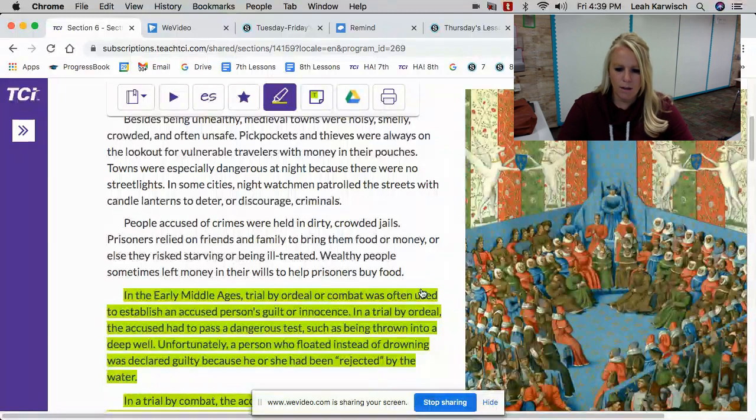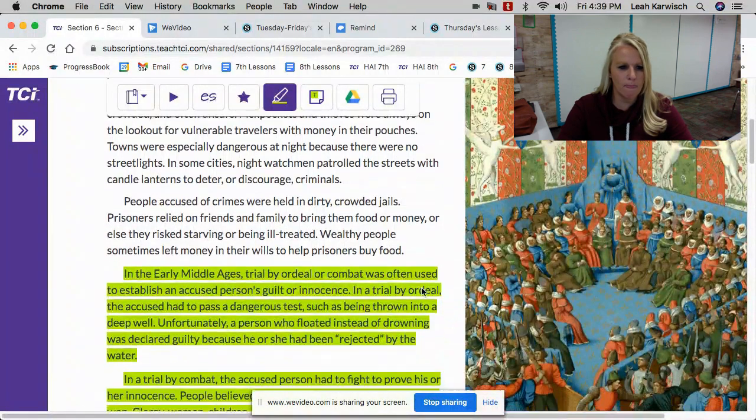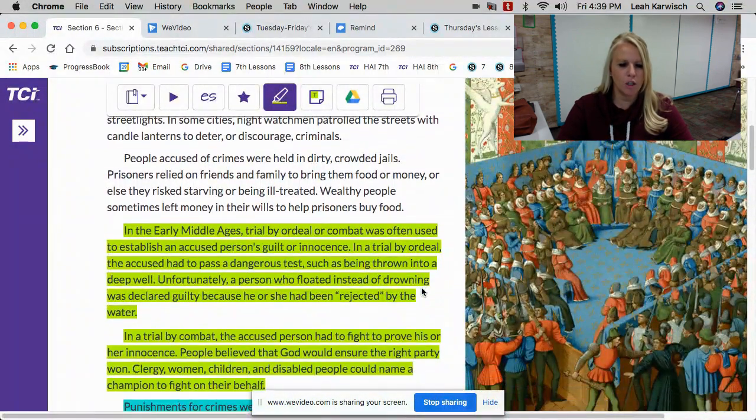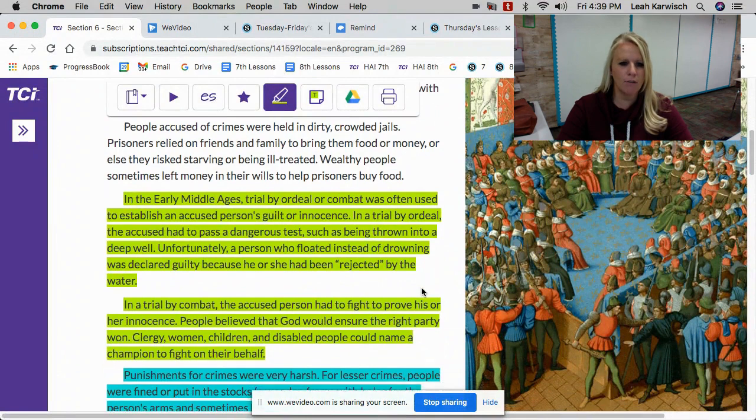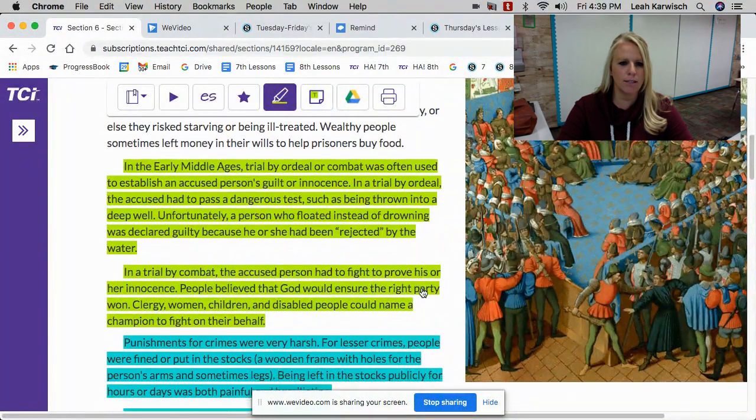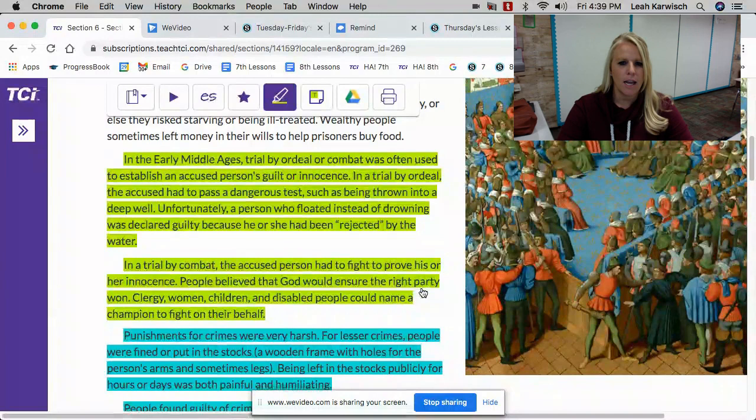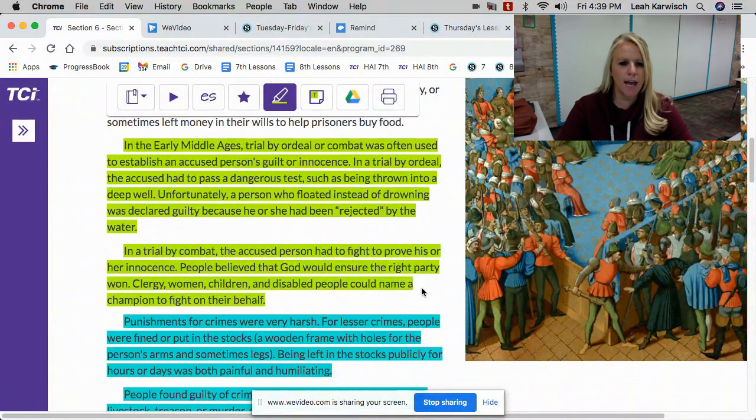So what were some ways that they decided guilt or innocence? So this is question number 1. In the early Middle Ages, trial by ordeal or combat was often used to establish an accused person's guilt or innocence. In a trial by ordeal, the accused had to pass a dangerous test, such as being thrown into a deep well.